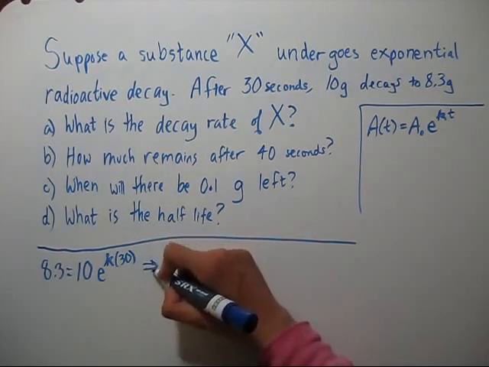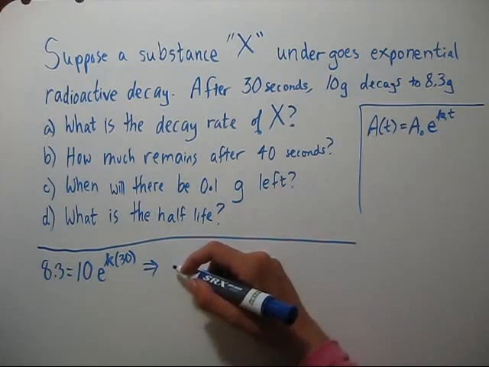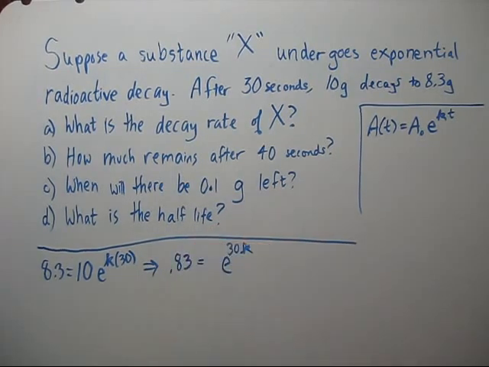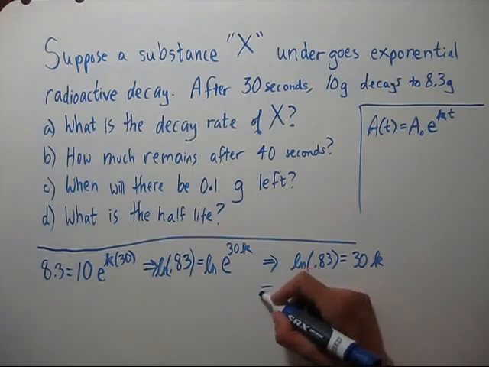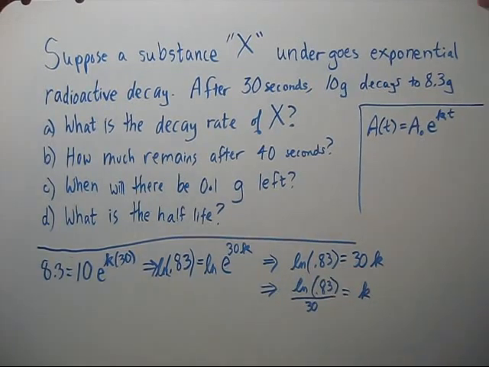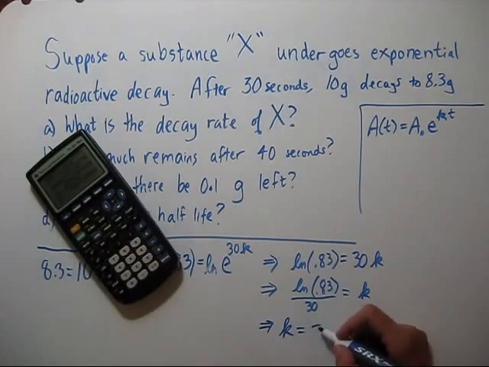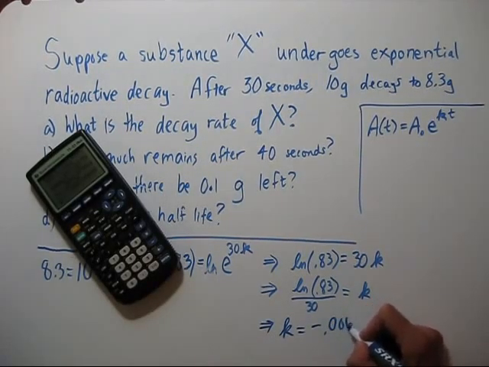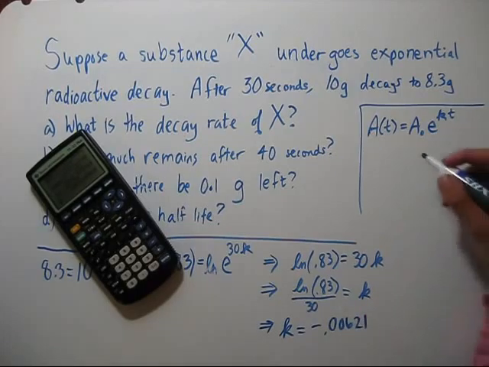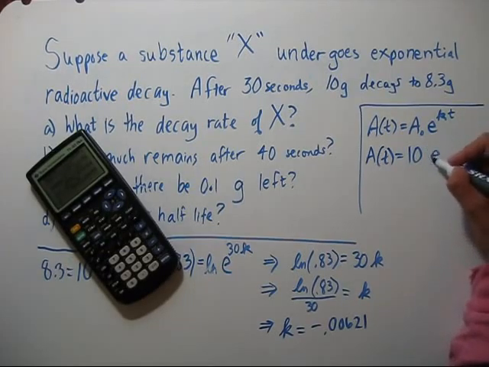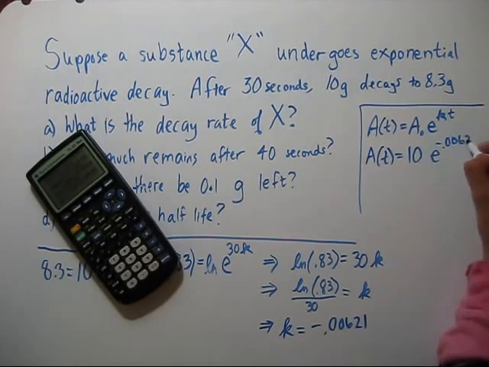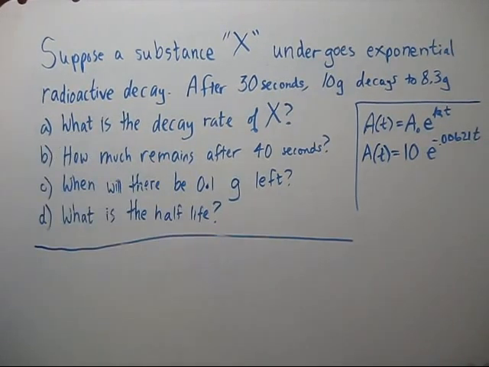Let's solve this. First isolate our exponent, that way we can take a logarithm of both sides. Okay, let's natural log both sides, that'll get the k down from the exponent. Divide both sides by 30. Let's get a decimal representation of that. k equals negative 0.00621. We can go back to our equation up here. We have A of t equals 10 e to the negative 0.00621 t. To find out how much remains after 40 seconds, we need to plug in 40 for t.